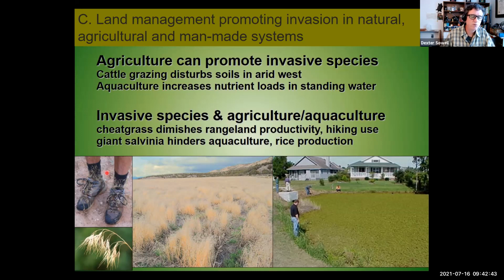Here's someone who went hiking through cheatgrass and noticed the seeds clinging to the socks and shoes, so they probably stick to cattle legs too to some extent.